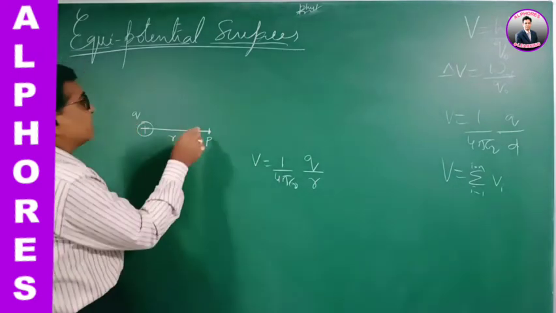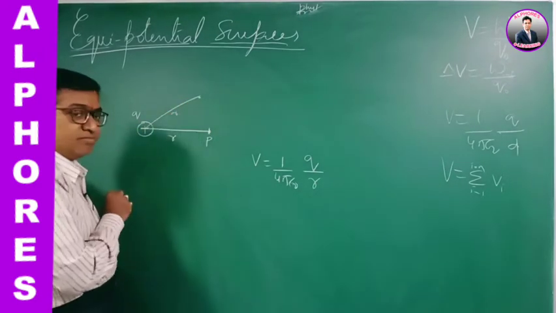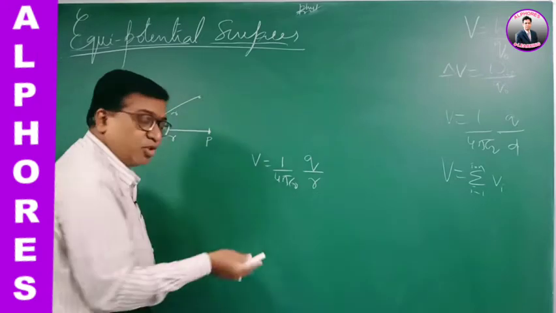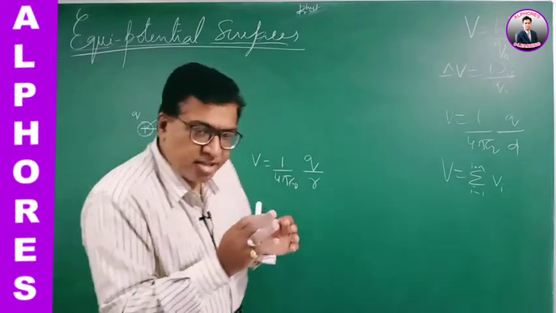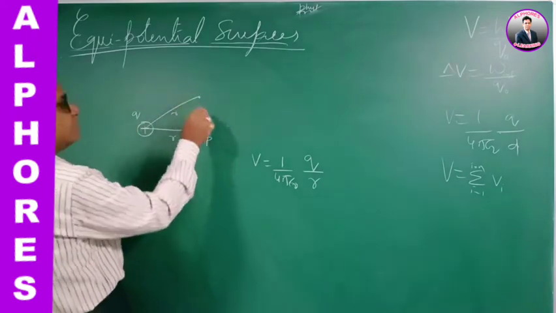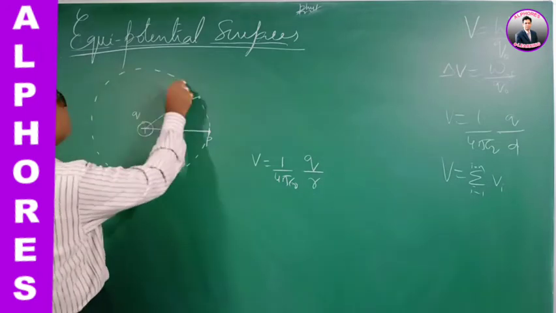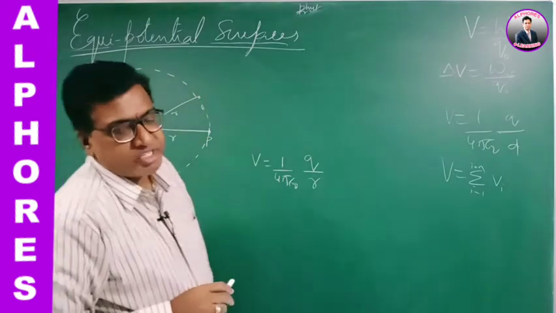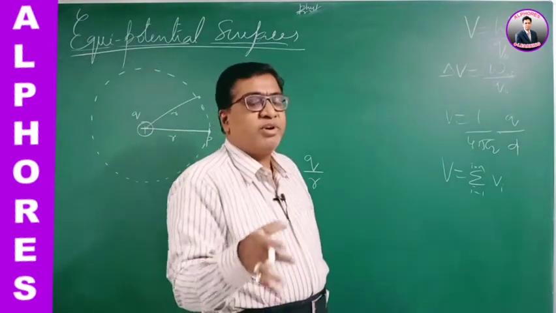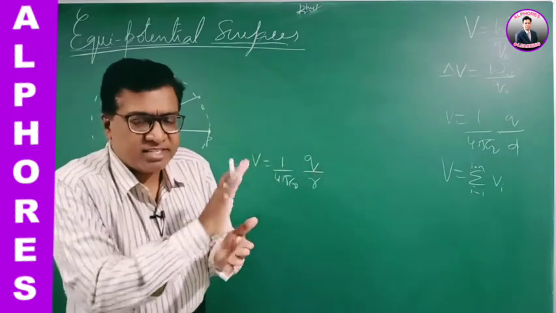Now let me consider the same point at the same distance. Potential is a scalar. It is just a number and a unit. It has no direction. So the potential at this point is also the same. Now let me consider all the points which are equidistant from that point charge. The locus of all the points at equal distance is a sphere, or a circle in a plane.